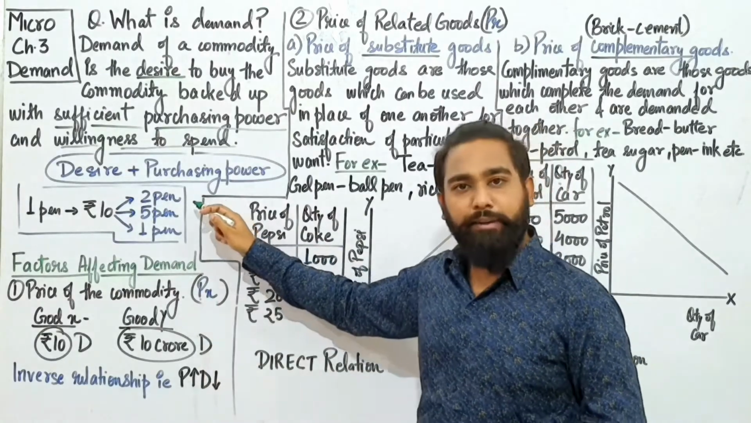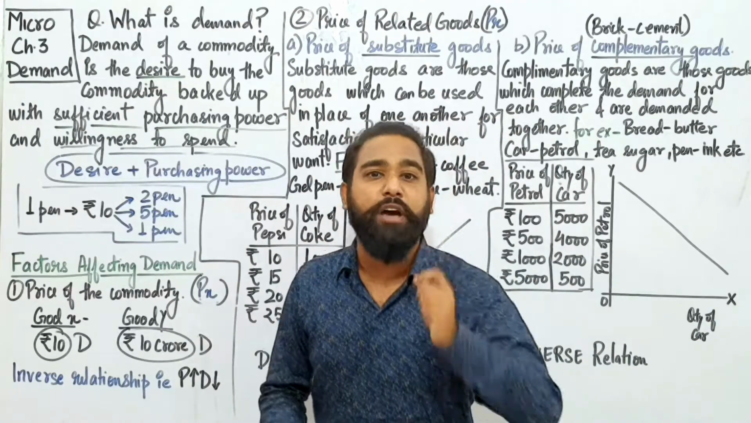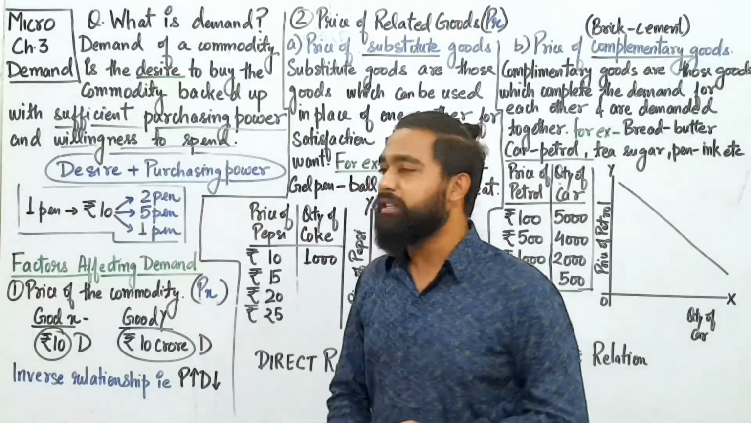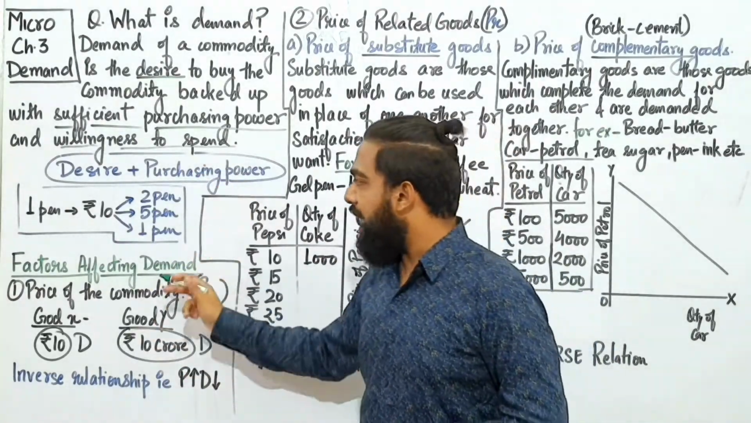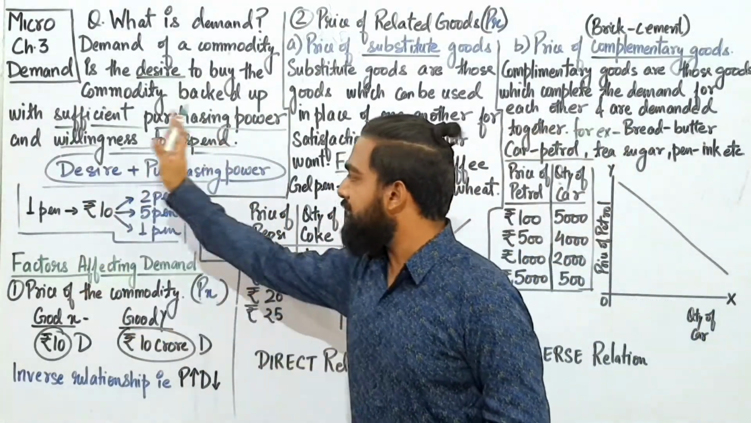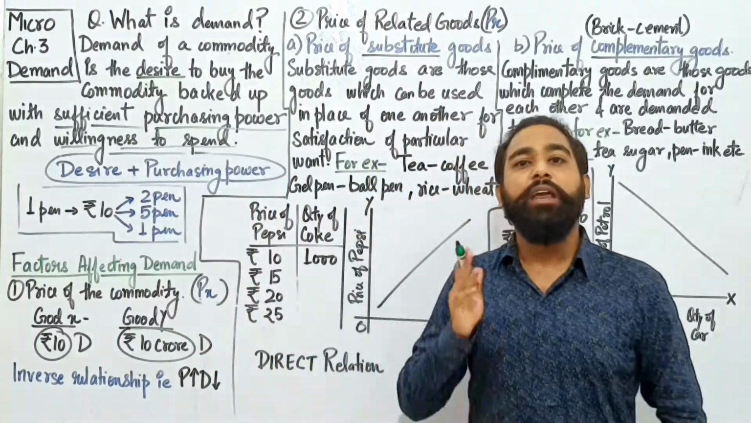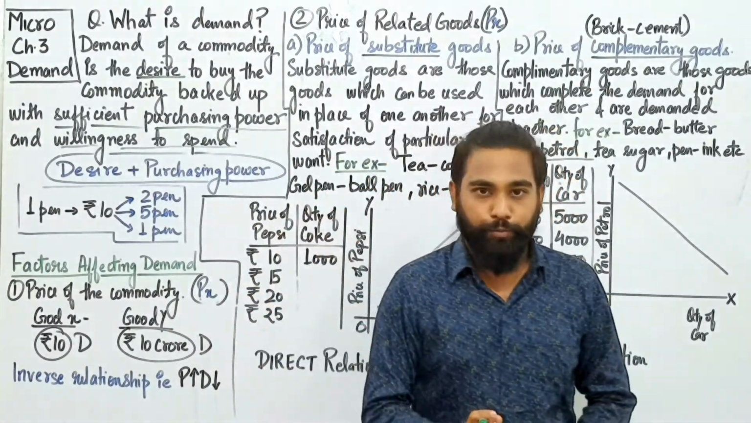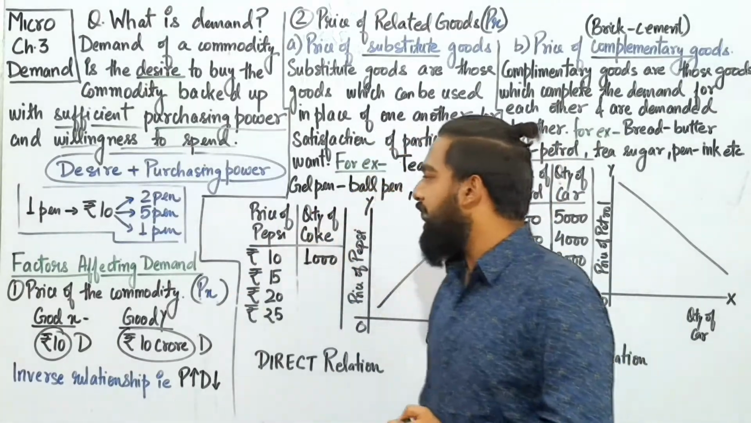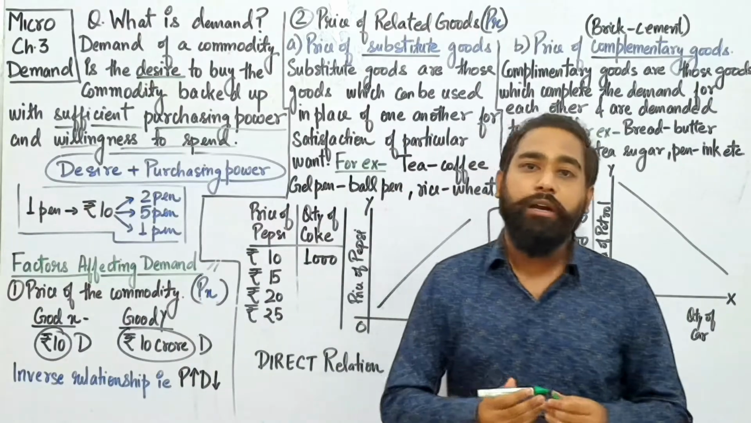There is a different demand by 3 different students. One is saying, I will buy only 2 pens. Another is buying 5 pens. And the third one is buying only 1 pen. So why is there a difference? These are the demands of 3 students. Why these demands are different, we are going to study in today's video. Fine? So now let's start the new topic, which is factors affecting demand.